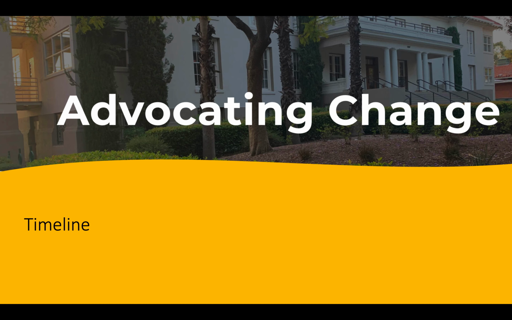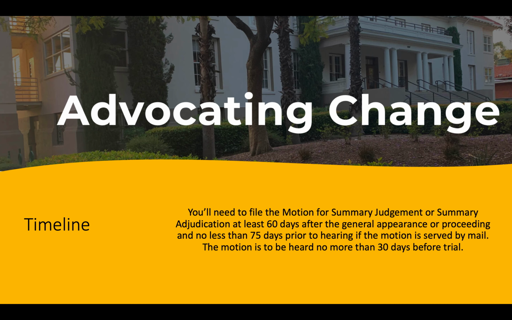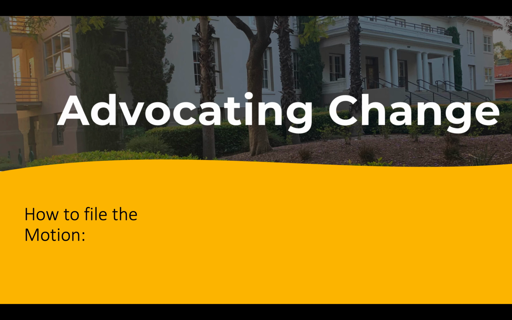Now your timeline. You will need to file the motion for summary judgment or adjudication at least 60 days after the general appearance or proceeding and no less than 75 days prior to hearing if the motion is served by mail. The motion is to be heard no more than 30 days before trial.